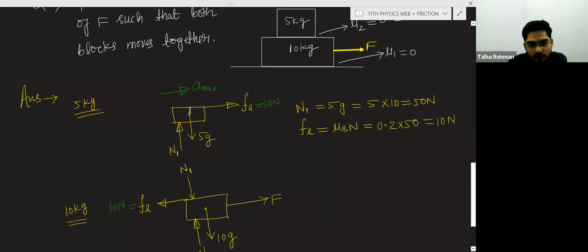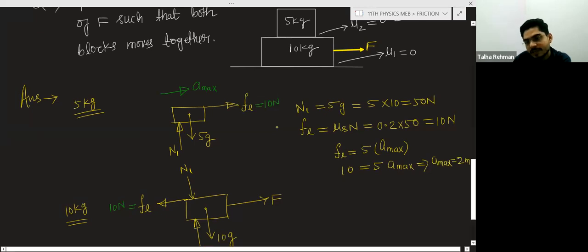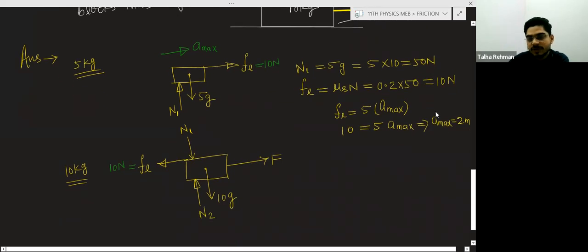So now see, the total force in the direction of the acceleration is 10 Newton. So applied force is equal to mass into acceleration. What is the force? Limiting friction force. What is the mass? 5 kg. Acceleration is the maximum acceleration. So from here, 10 is equal to 5 into A max. So A max you will get as 2 meter per second square.